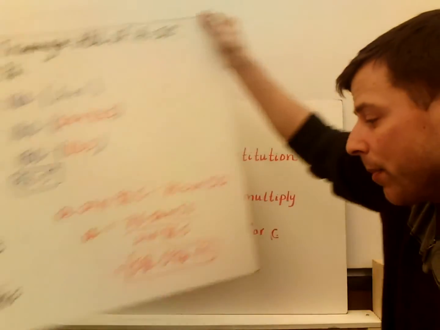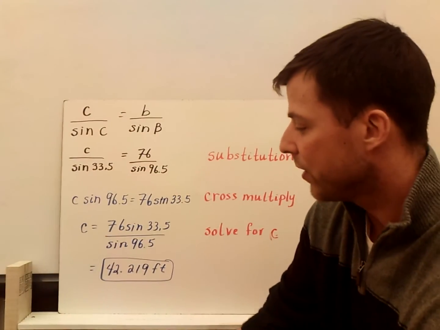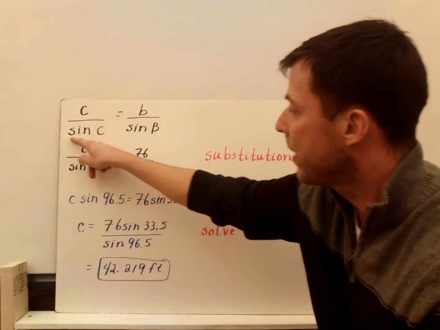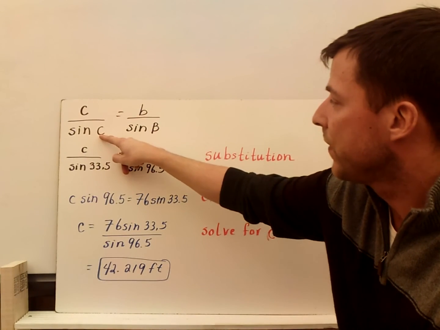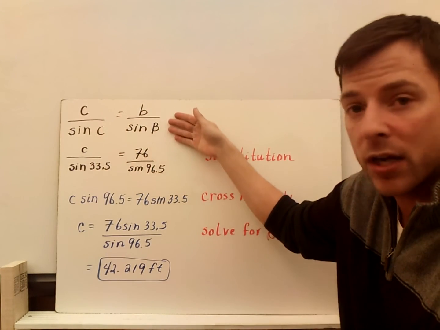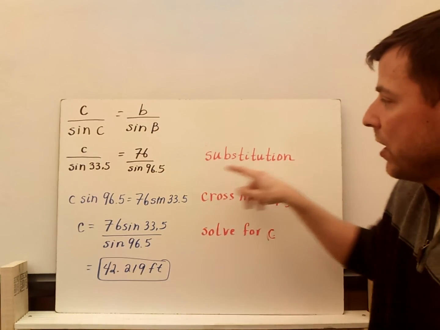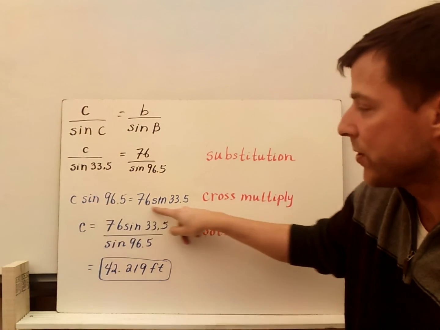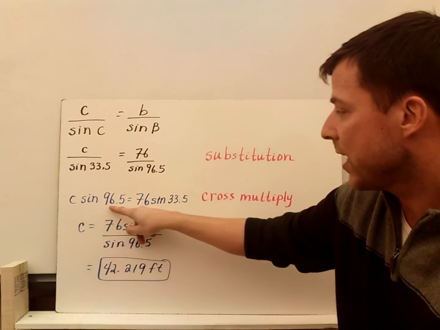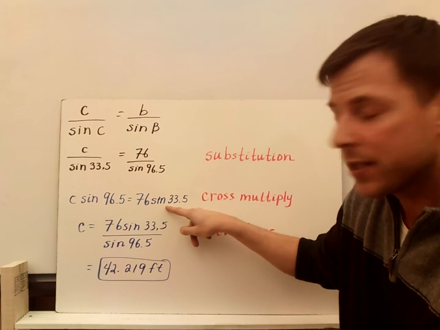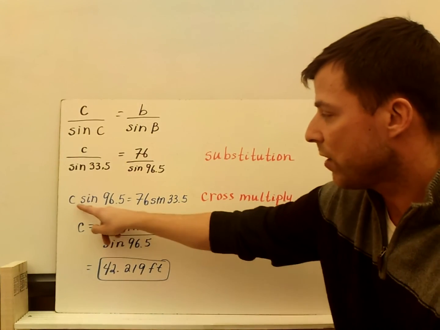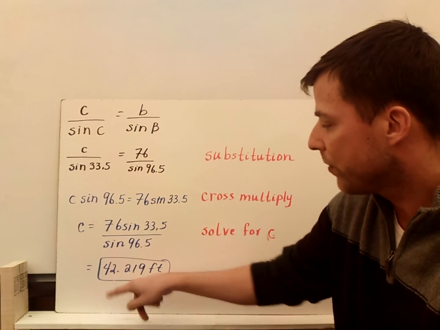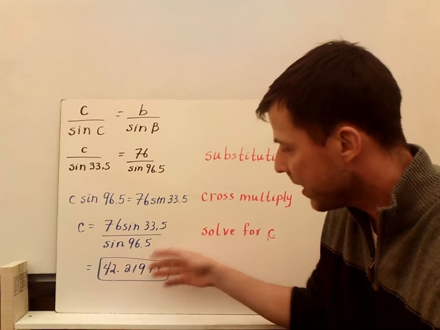So let's find that missing part of C now. Again, there's my ratio of C over sine C equals B over sine B. So there's the law of sines. And again, by substitution, I plug in everything I know, and then I cross multiply. So I get C times sine of 96.5 equals 76 times the sine of 33.5. To solve for C, I divide each side by sine of 96.5. And I end up with 42.29 feet when I divide that out.